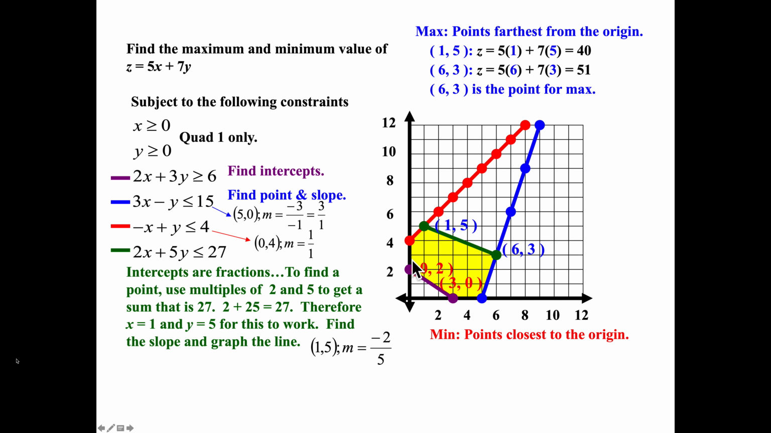So I'm just going to test these 2 points because they're closer to the origin than that blue and red point were. So at 0, 2, we have 0 plus 14, 3, 0. We're at 15, 0. That's 15. So 0, 2 is the point that minimizes our objective function.